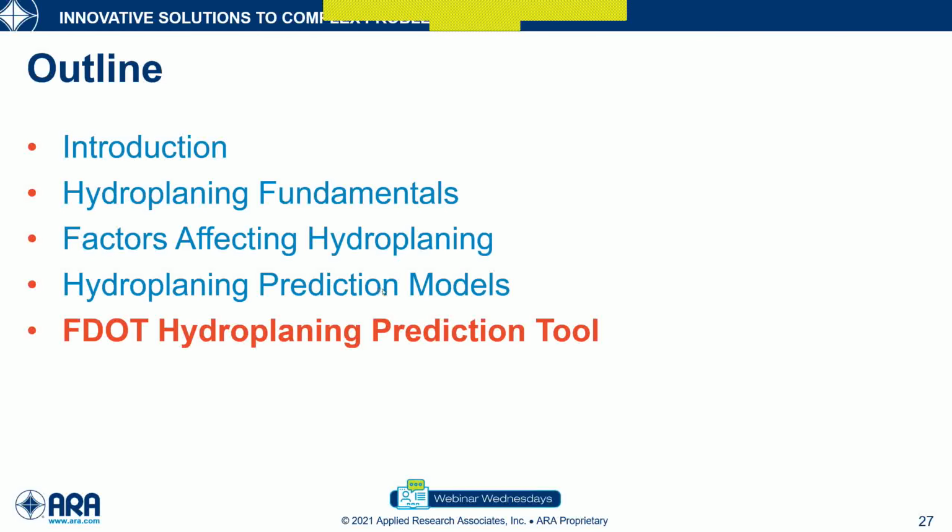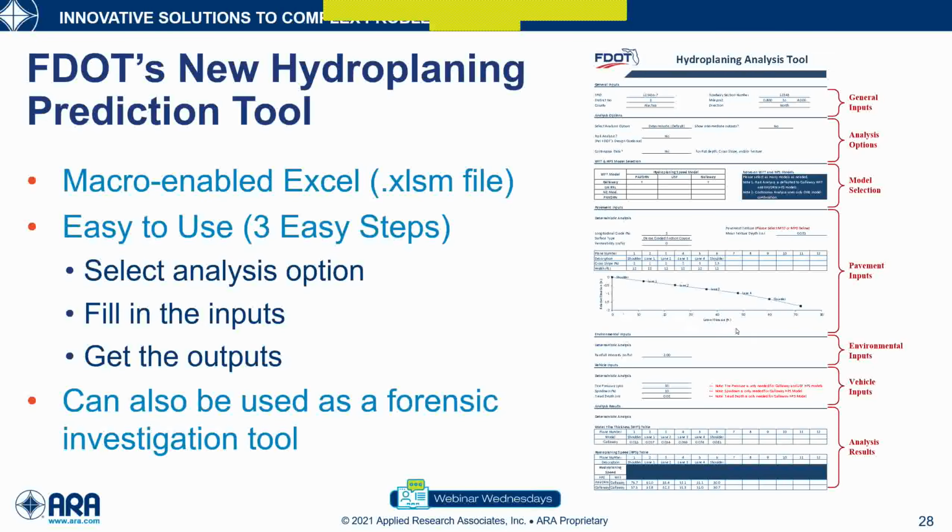All right, so here's where we are in our presentation. We saw those statistics, the crashes, and we saw the definition of hydroplaning, the different types of hydroplaning. We saw the different factors that affect this phenomenon. We looked at the two important models, the water film thickness and the hydroplaning speed model. Now it's our turn to look at the FDOT's enhanced hydroplaning prediction tool. And here's a screenshot of the tool.